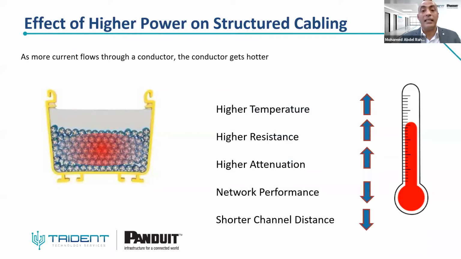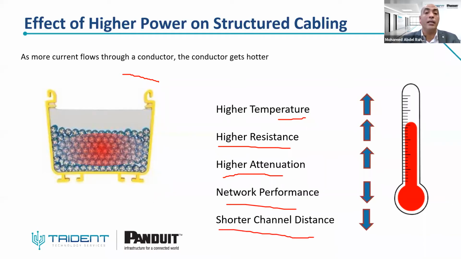Also, as shown here, more current flows when you are transmitting, as we said, starting from Type 3 and Type 4, up to 99 watts from the PSE to the powered device. More current flow means the conductor will get hotter, so the temperature will increase. The resistance of the conductor increases, which means insertion loss or attenuation increases, which will affect network performance and result in a shorter cable distance.